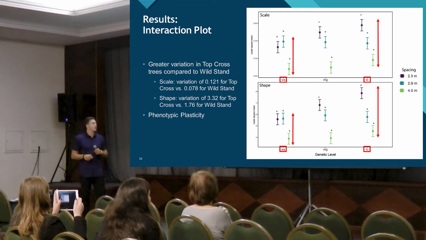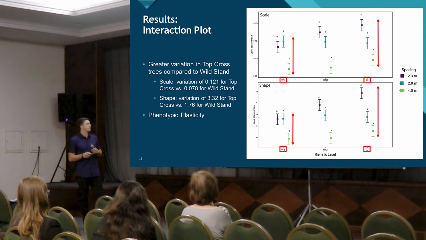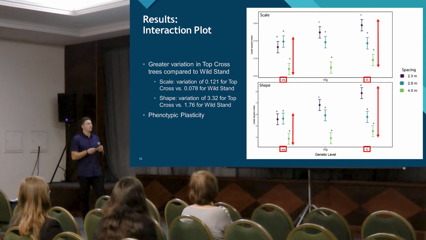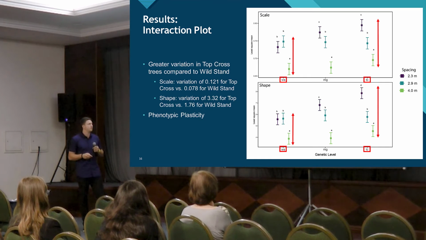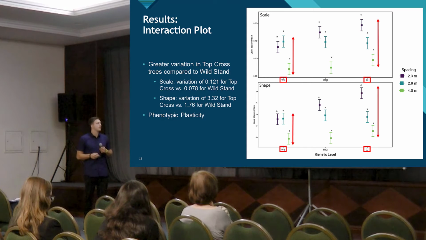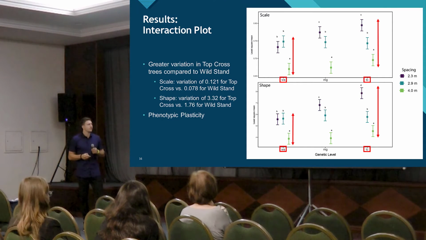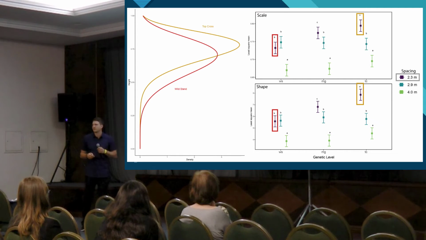And so for our results, we found that the interaction factor was significant, and so we had to produce these interaction plots, which you can look at both the genetic level here, as well as the spacing, which is the different colors. And we did see that in both the scale parameter and the shape parameter, there were differences at the more dense spacing for both. Unfortunately, there were no differences at 2.9 meters or 4 meters, but here you can kind of see what the differences between the wild stand and the top cross look like.